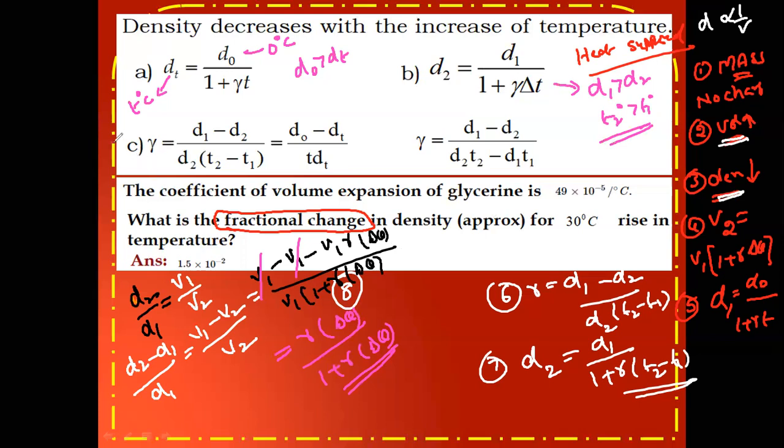This is the formula for gamma: gamma is equal to d1 minus d2 by d2 into (t2 minus t1). Whenever they ask a question based on the fractional change in density, you can take this one only: minus of gamma into delta theta upon 1 plus gamma into delta theta. Just take this value, then you will get the fractional change. This is a very important one.